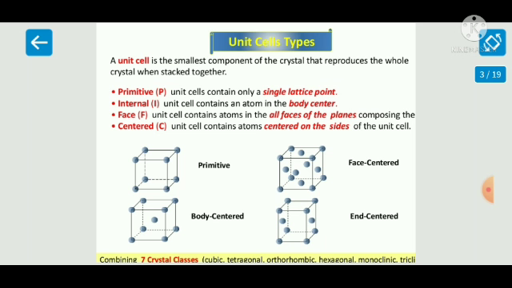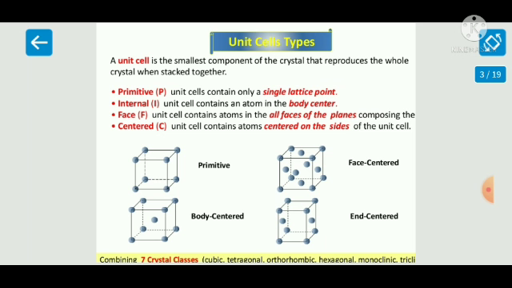P is primitive: the unit cell contains only a single lattice point. I is internal, or body centered: the unit cell contains an atom at the body center. F is face centered: the unit cell contains atoms in all faces of the planes. C is end centered: the unit cell contains atoms at the centers of the sides of the unit cell. So these are the 4 types: primitive, body centered, face centered and end centered.